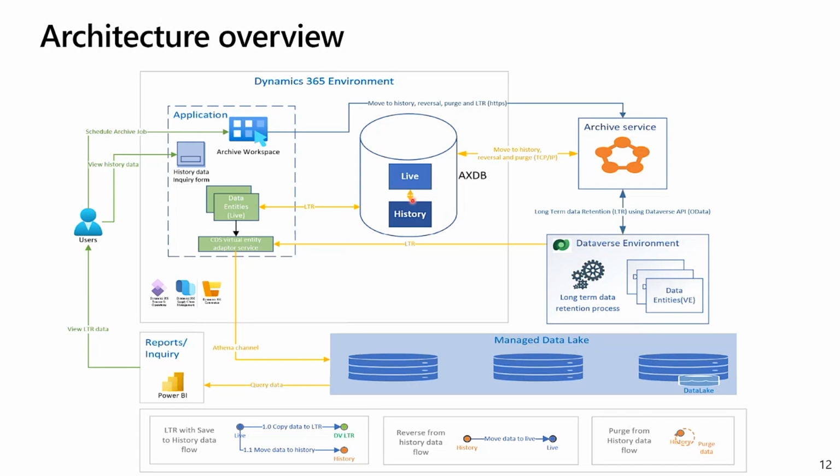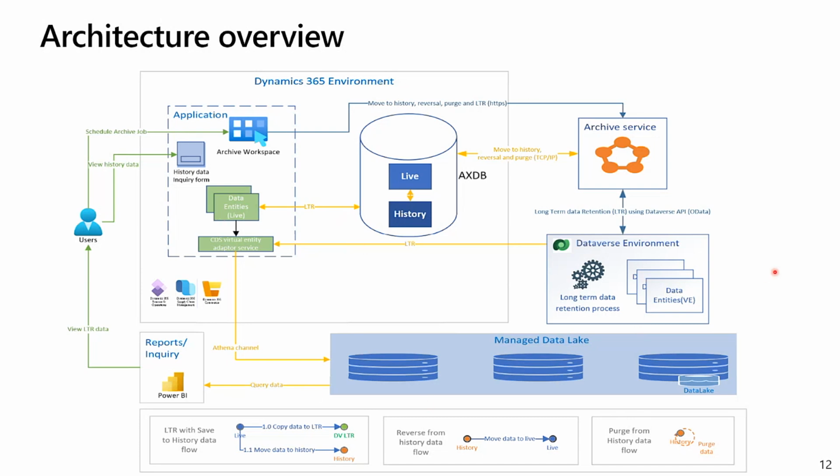Once the marking is done, the reconciliation will happen, and the reconciliation will make sure that the data we have in the FNO database and in the Dataverse, we didn't lose any data. After completion of the reconciliation, the move to history will begin, and the live records will get deleted, and those records will get moved into the history table. That way, the end cycle of one archive job gets completed.